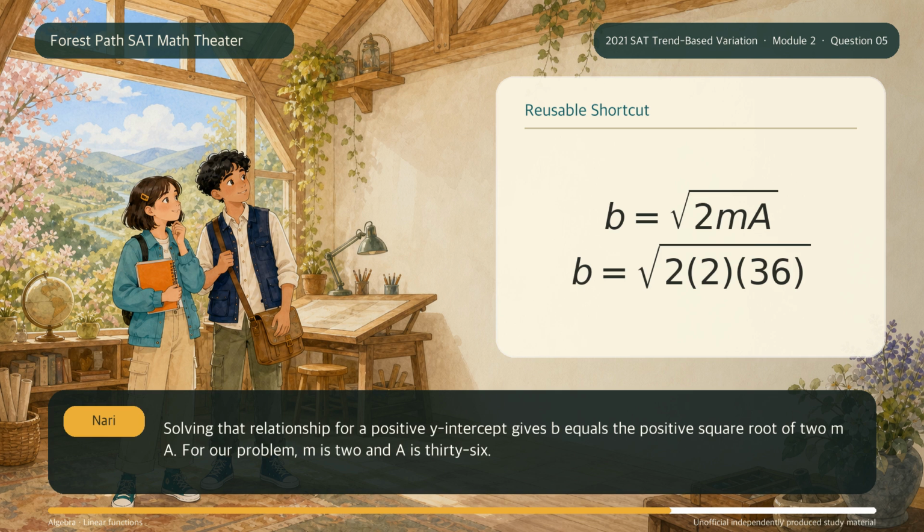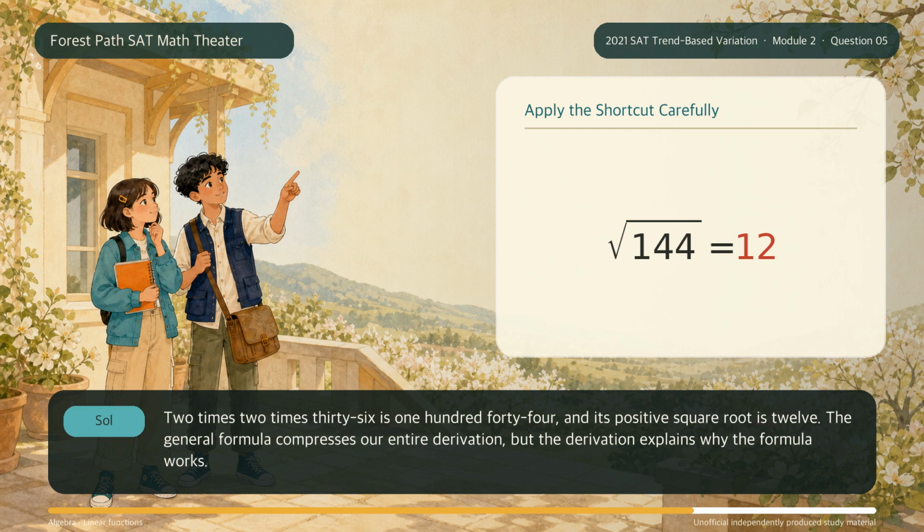For our problem, m is 2 and a is 36. 2 times 2 times 36 is 144, and its positive square root is 12. The general formula compresses our entire derivation, but the derivation explains why the formula works.